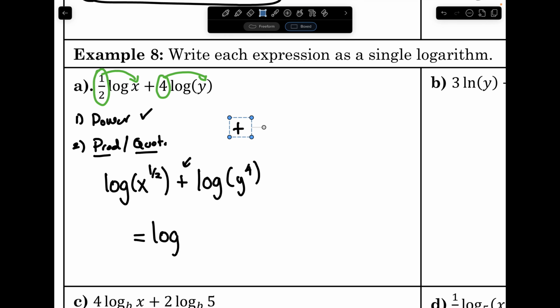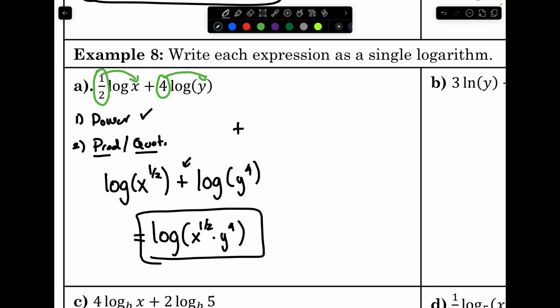So because I'm adding here, that means that the x and the y are going to be multiplied together. So therefore we have x to the 1/2 power multiplied with y to the 4th power. And this is the condensed form, the equivalent form of this log up there.